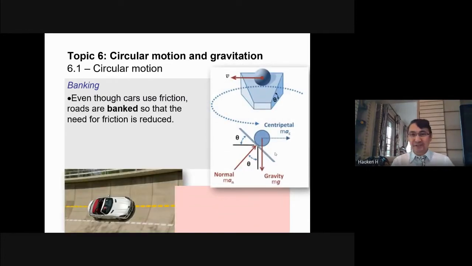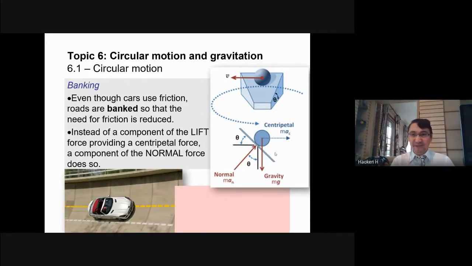So take a look at this car. You can see in the diagram, instead of a component of the lift force providing a centripetal force, a component of the normal force does so. So you can see that's gravitational force downward. But the reaction force has 2 components: vertical component and horizontal component. The vertical component equals the weight, so they cancel out. But a horizontal component of the reaction force provides centripetal force.